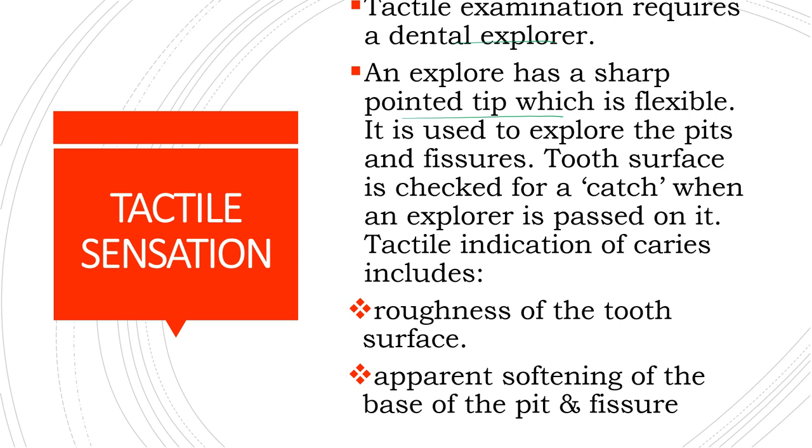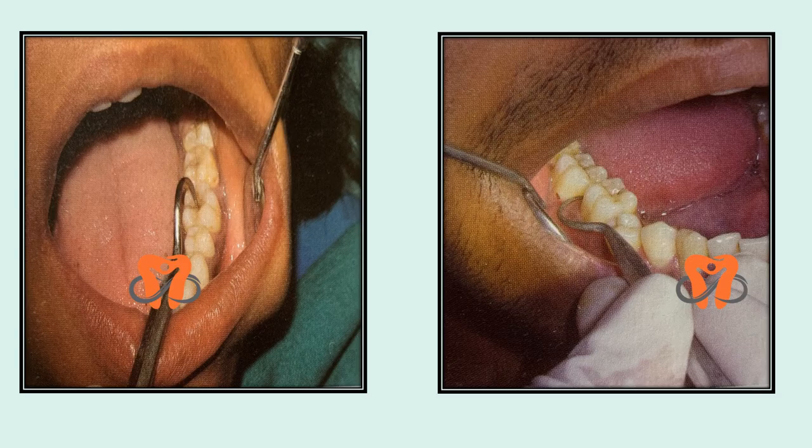And the tactile indication of caries includes roughness on the tooth surface when you pass the explorer on it, or apparent softening of the base of pit and fissure. Now you can see it pictorially here. The sharp pointed tip of the explorer is passed over the occlusal surface of the tooth. In case we feel any surface roughness, or softening of the base of a patent fissure, that means that area is involved with caries.